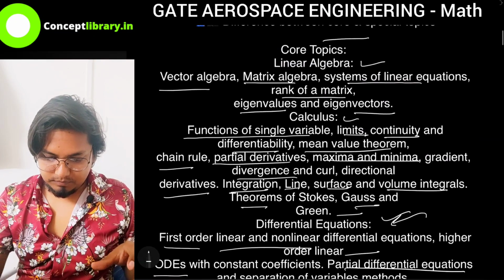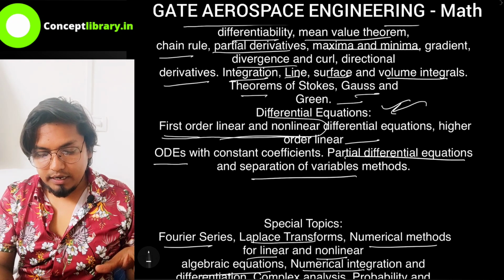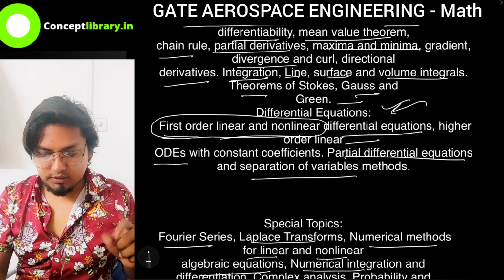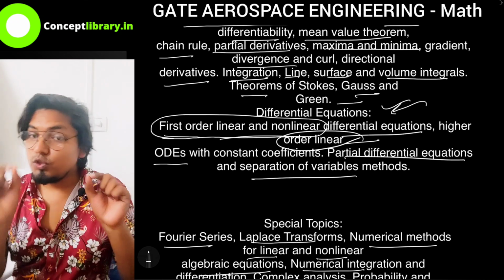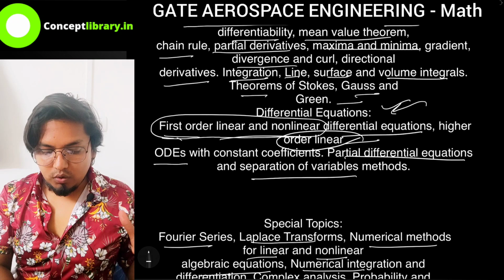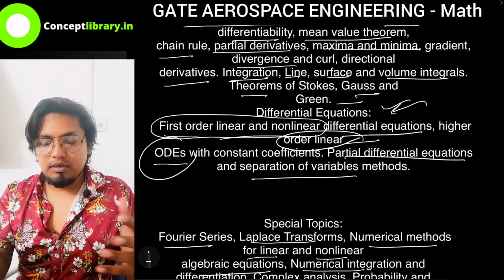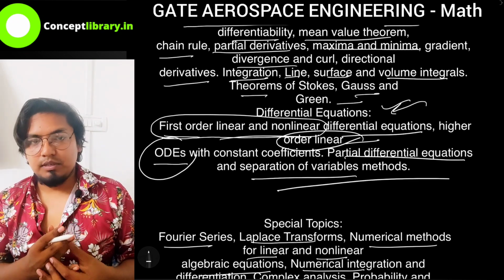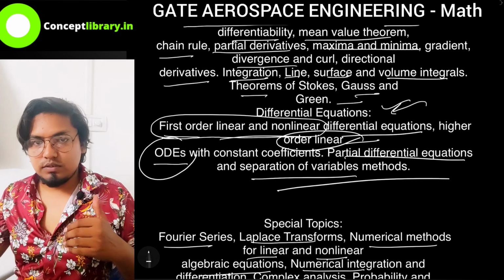I have written here: first order linear and non-linear. First order only, not order 2. Higher order linear means if you go for higher order 2, 3, 4, then only linear. Those kinds we can crack by using Laplace. I will explain that later. ODEs with constant coefficients and partial differential equations and the separation of variables method. We have multiple methods, but out of that they have given only the separation of variables method. So we will start in lecture 2 with types of methods and types of equations. That's all in this video.